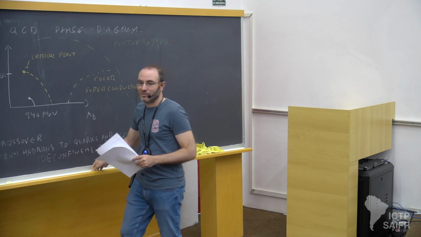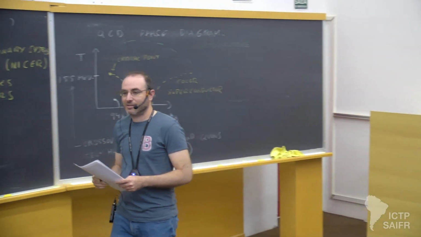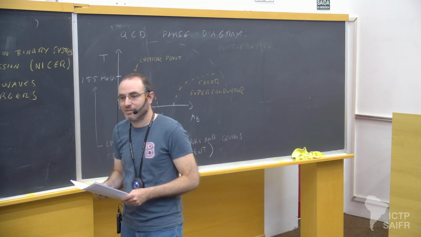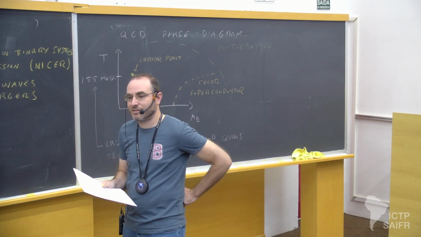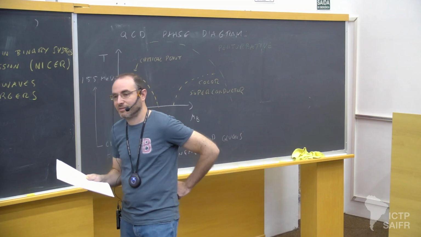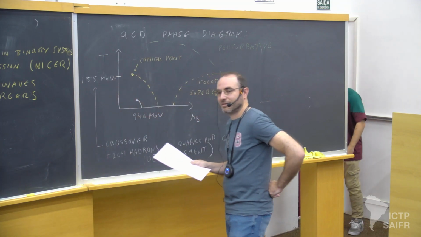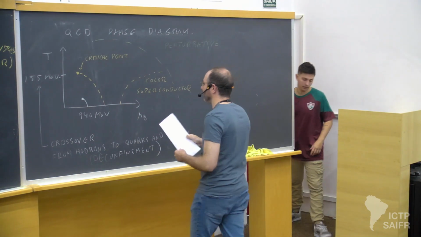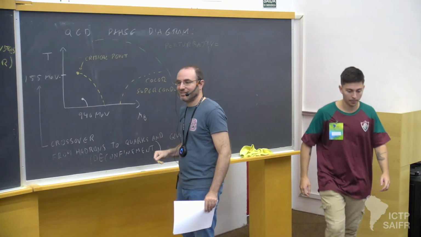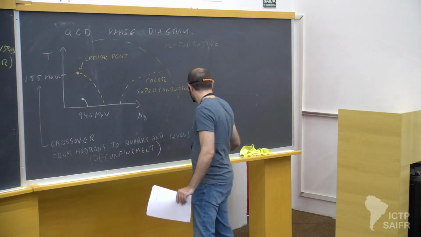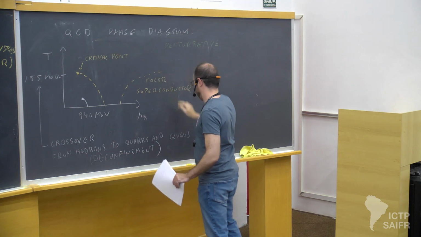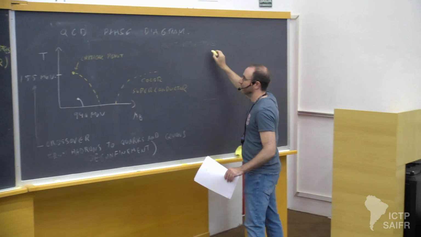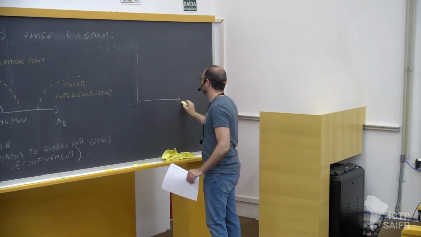Which part of this diagram is the surface of the neutron star in? Yeah, I'm going to explain this in a moment. Let me then just do it here in a separate diagram.